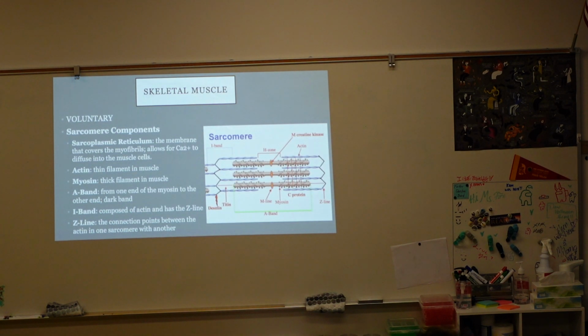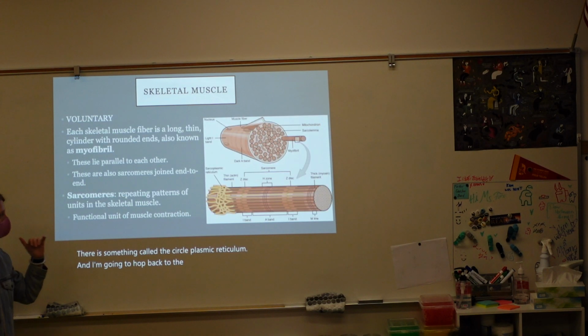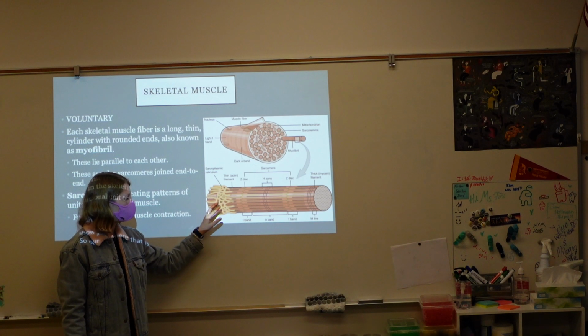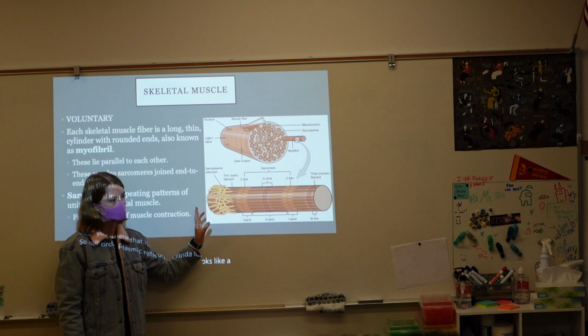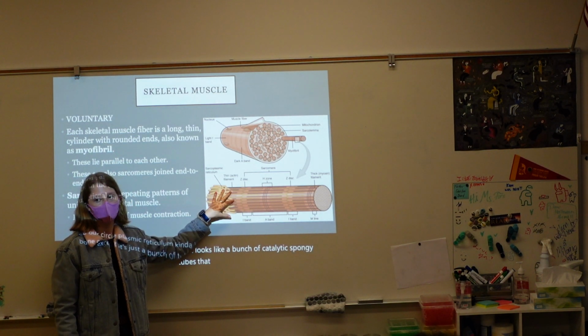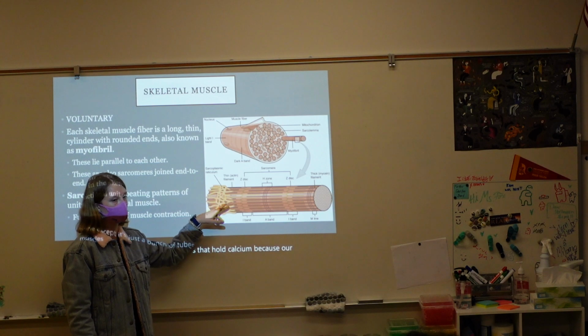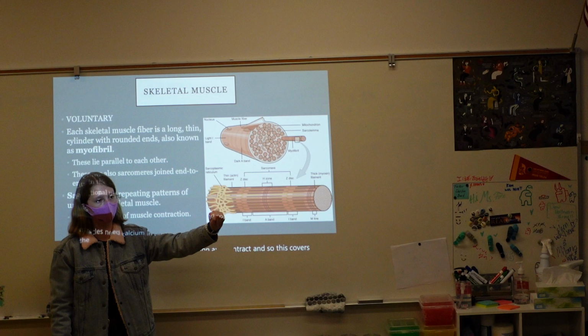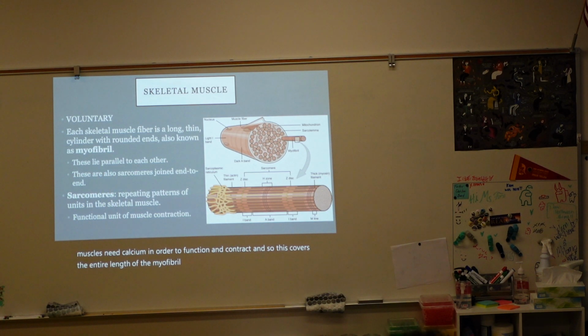Cool. So getting into our sarcomeres, there is something called the sarcoplasmic reticulum. And I'm going to hop back to the previous slide just for a second so I can show you where that is. So our sarcoplasmic reticulum kind of looks like spongy bone, except it's just a bunch of tubes that hold calcium, because our muscles need calcium in order to function and contract. And so this covers the entire length of the myofibril, and it's on every single myofibril.